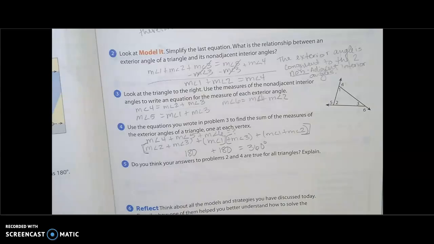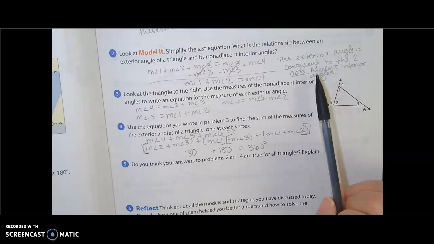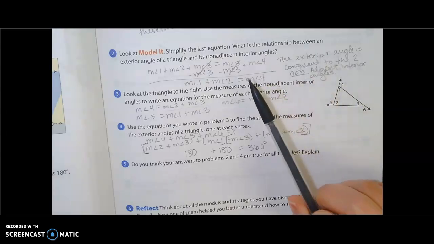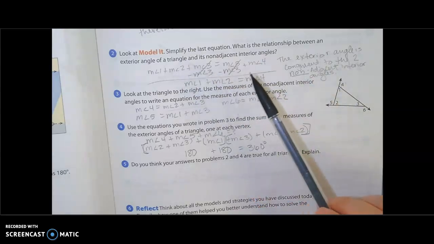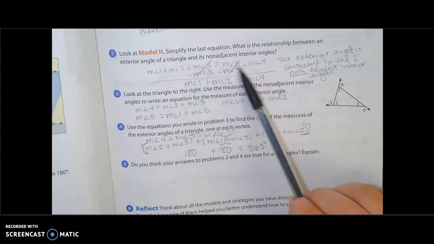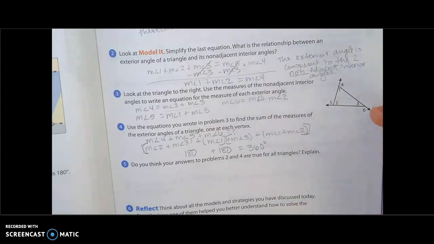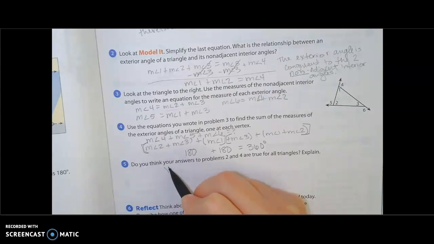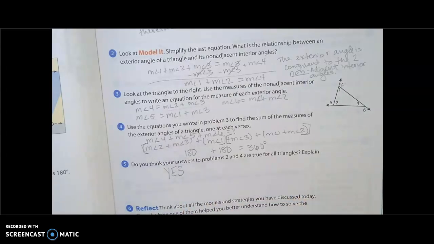Do you think your answers to problem 2 and 4 are true for all angles? Explain. Well, when we look at 2, it doesn't matter what the angle measures are, I am always going to have my 3 inside add up to 180, and the 2 linear pair are going to add to 180. So they're going to be equal to each other. Take the angle that's the same. It's always going to be the same. So do you think the answers to problems 2 and 4 are true for all triangles? And the answer to that is yes.